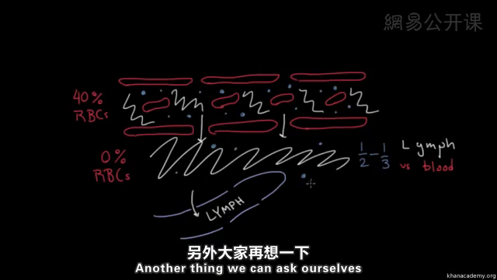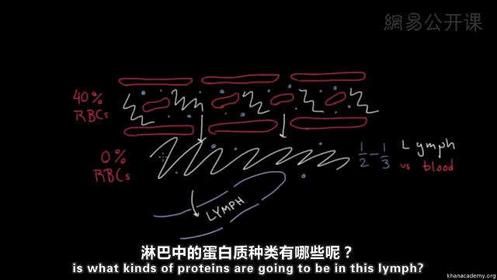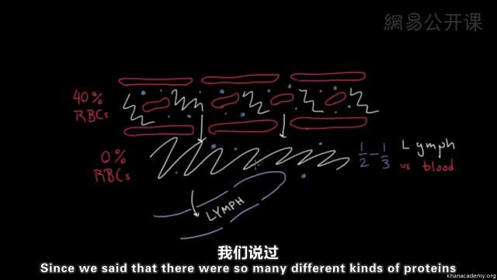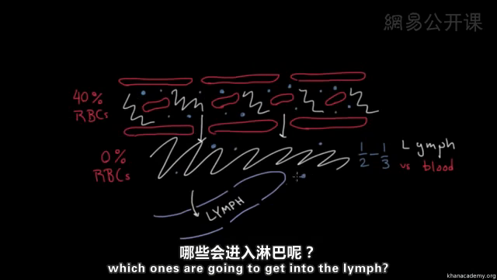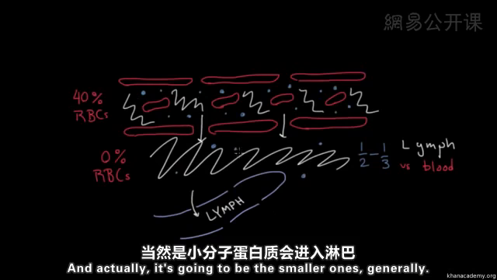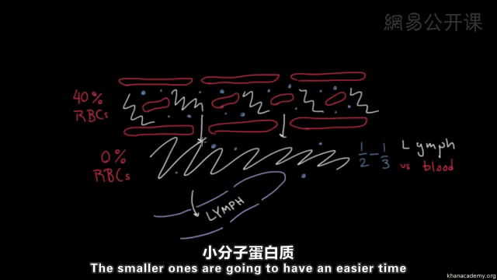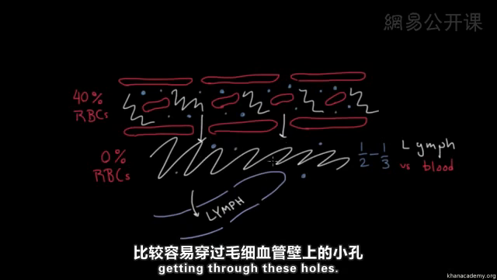Another thing we can ask ourselves is what kinds of proteins are going to be in this lymph. Since we said that there were so many different kinds of proteins in the blood, which ones are going to get into the lymph? And actually, it's going to be the smaller ones, generally. The smaller ones are going to have an easier time getting through these holes.